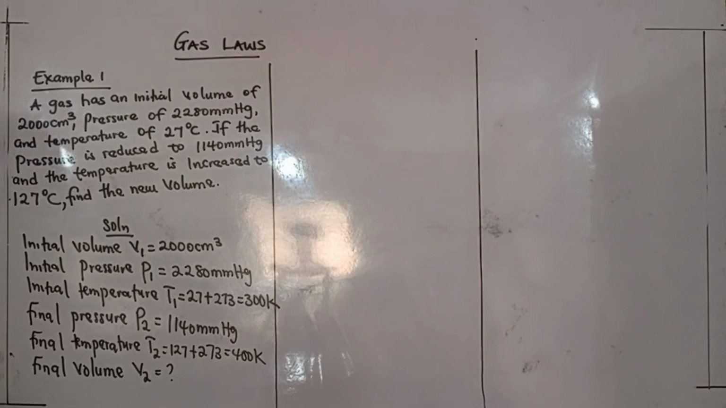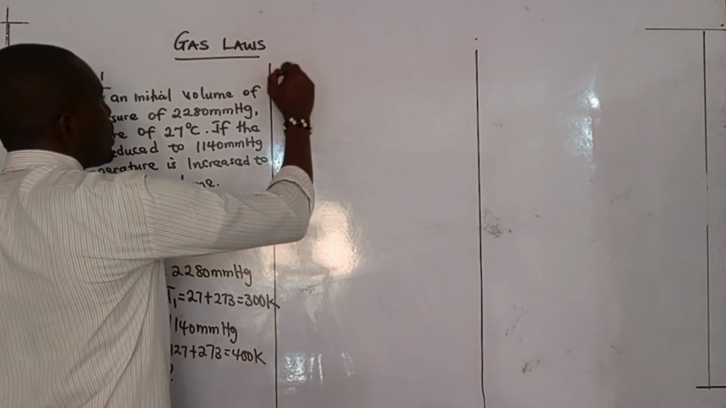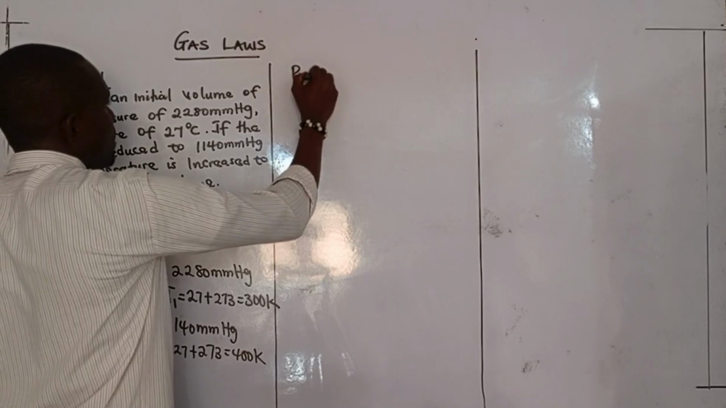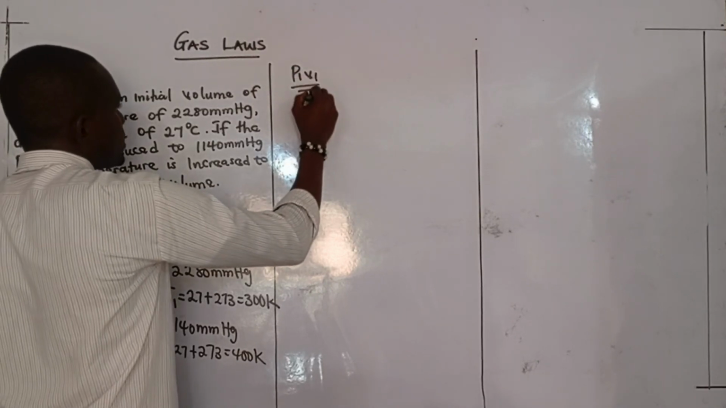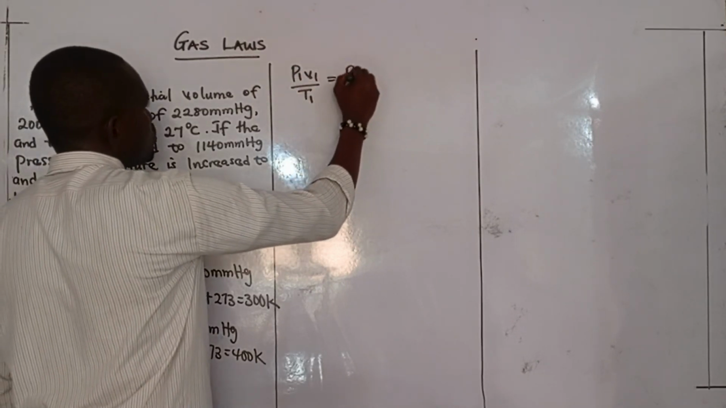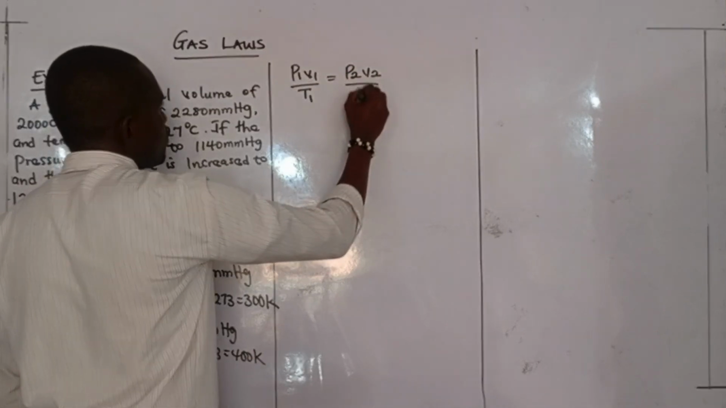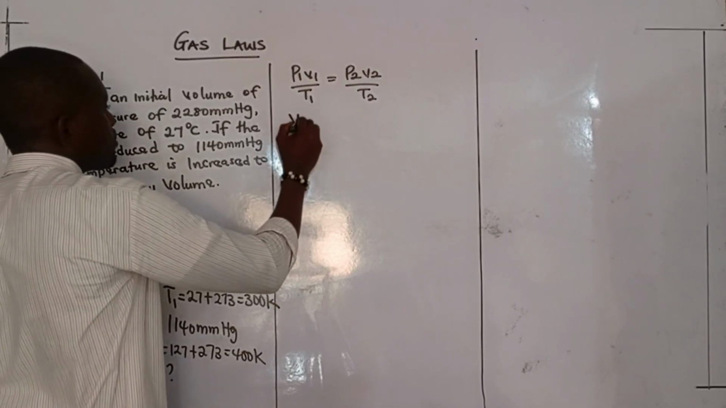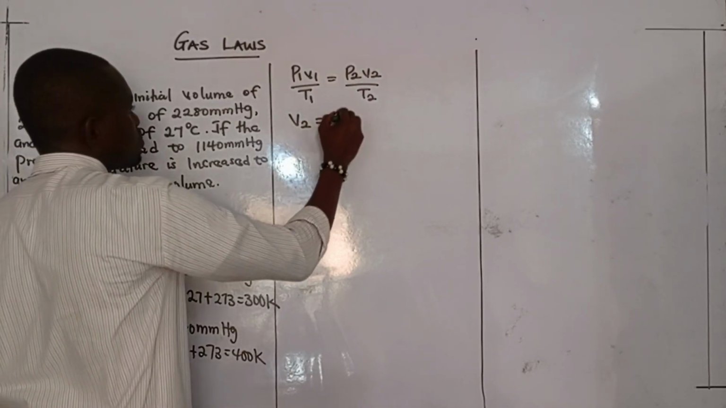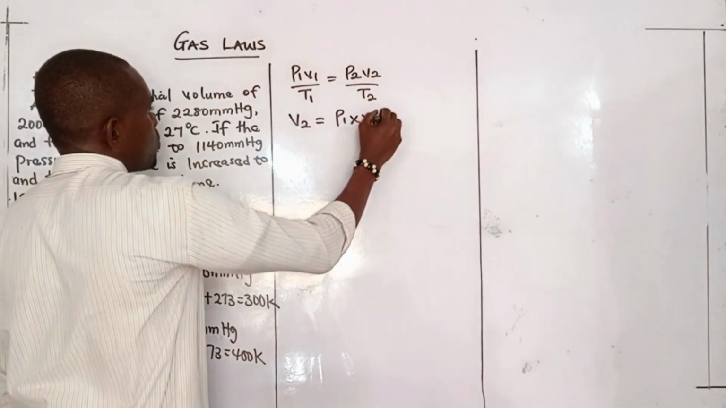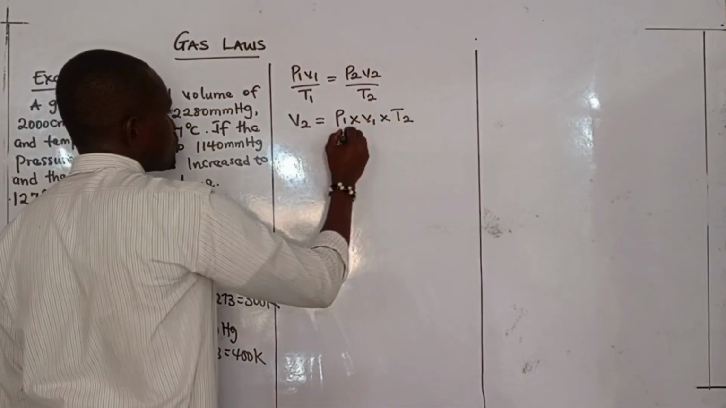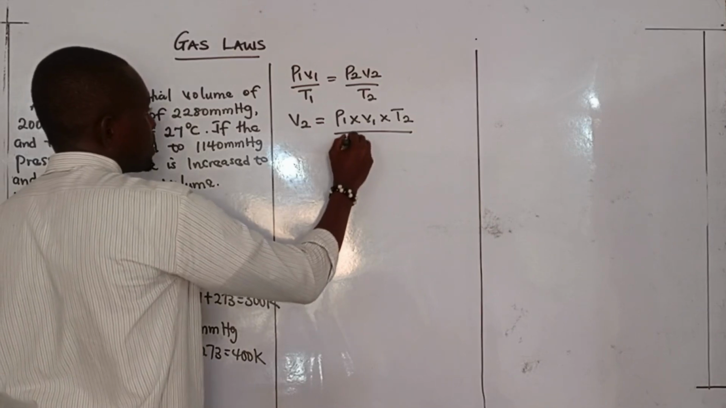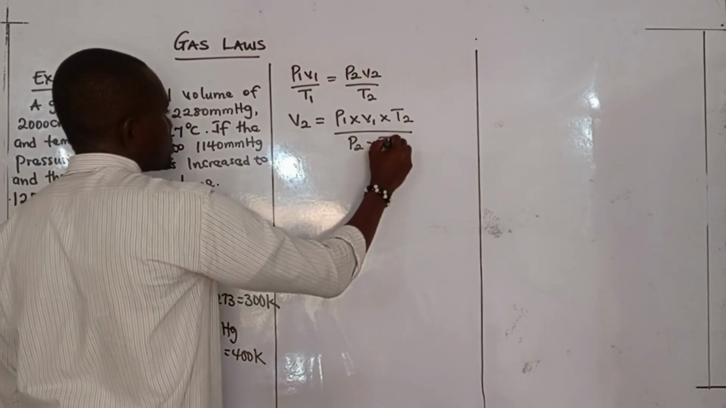So if we are to substitute into the equation now, our relationship is P1V1 over T1 is equal to P2V2 over T2. If we make V2 the subject of the formula, we should have V2 is equal to P1 times V1 times T2 divided by P2 times T1.